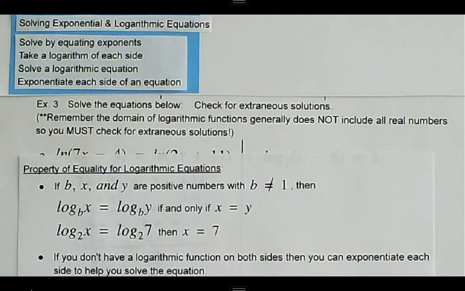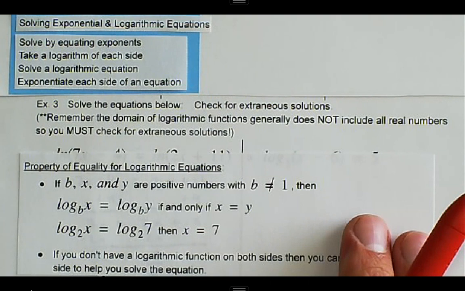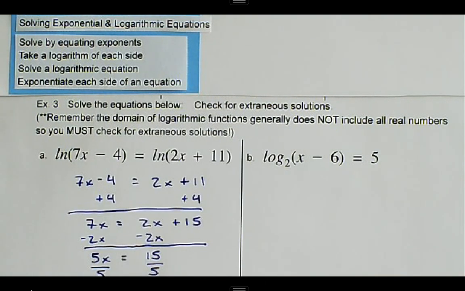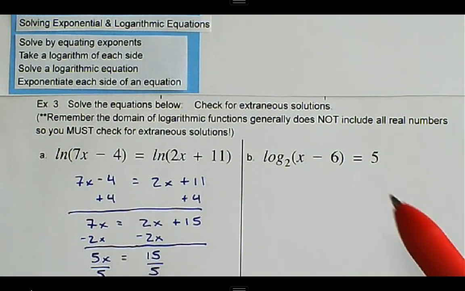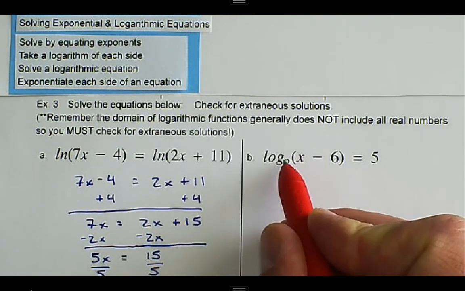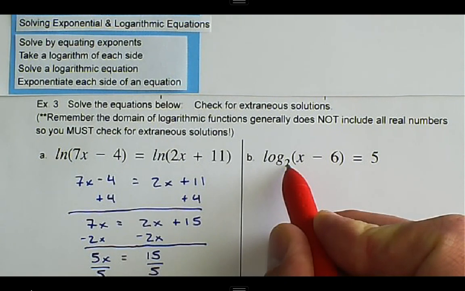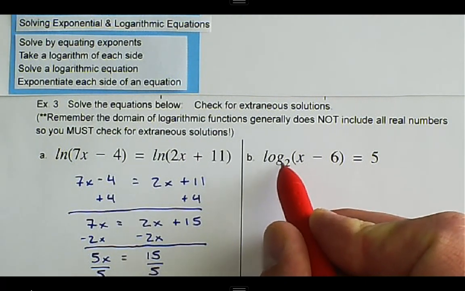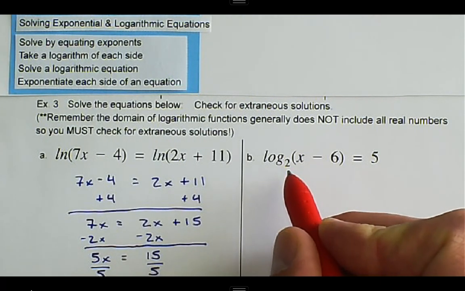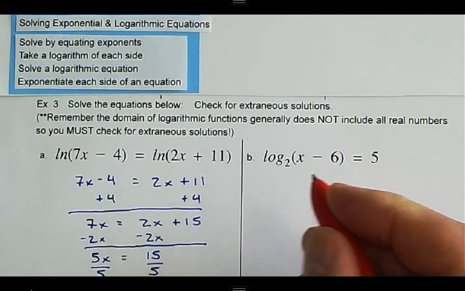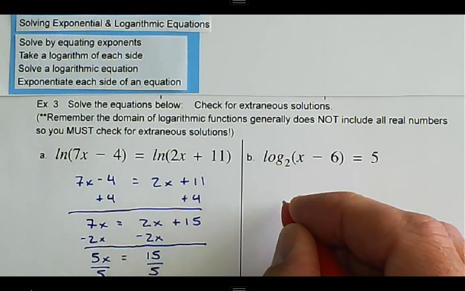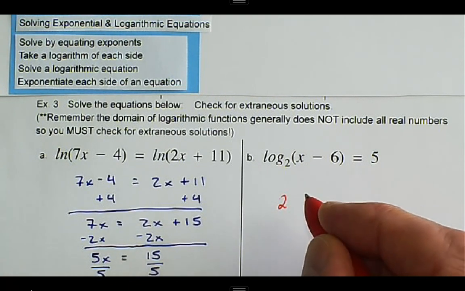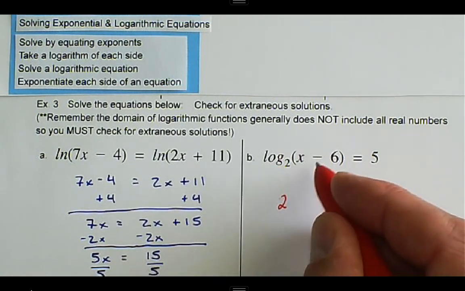If you don't have a logarithmic function on both sides, then you can exponentiate each side to help you solve the equation. And so that's what we want to do. We want to exponentiate each side. So this is log base 2, and we want to pick the base here, because that will help us out by eliminating the log later. So we want to say 2, and then this is the exponentiate, where we raise what was there and we put it in the exponent.